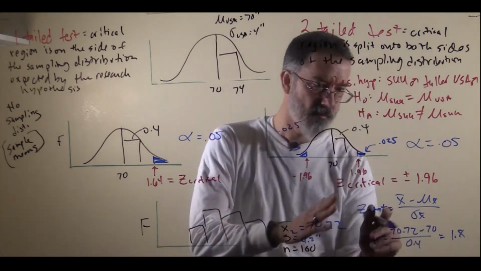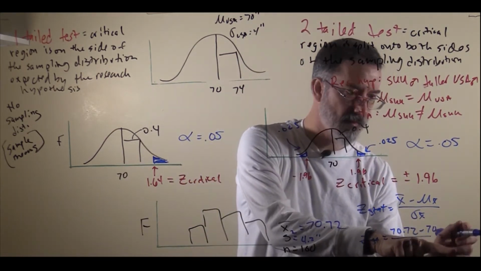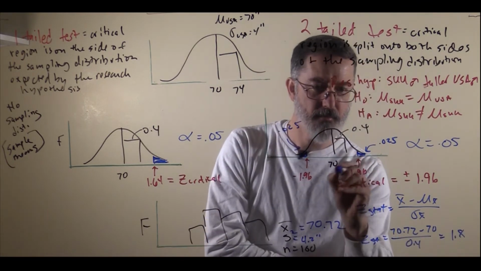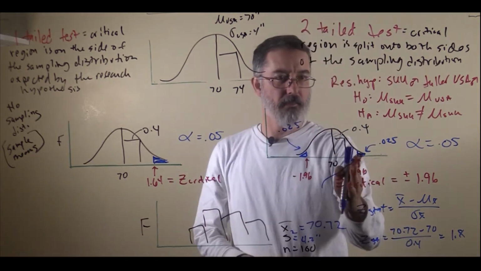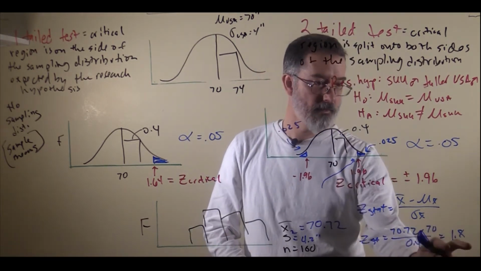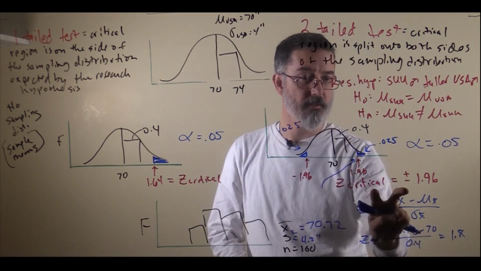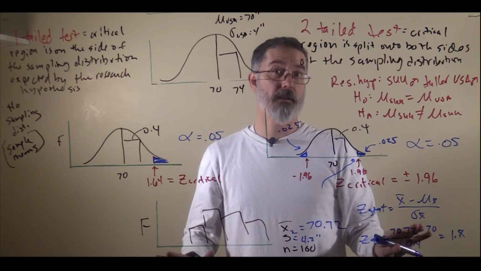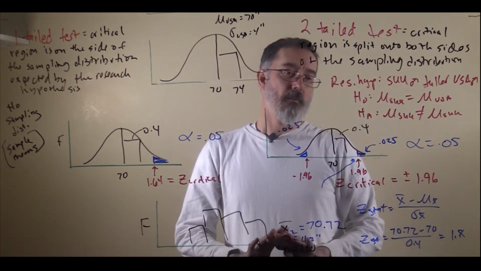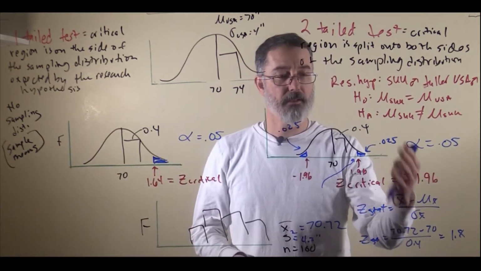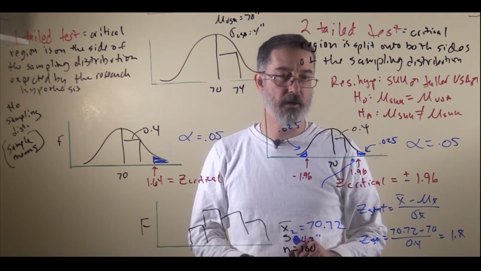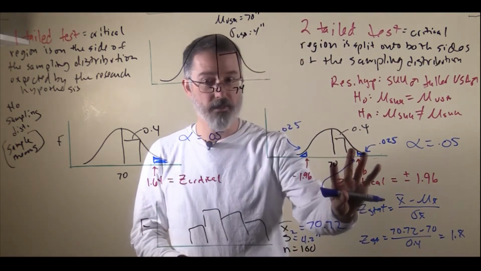Now if our sample mean has a z-statistic of 1.8 on this distribution, that would put us about right there, and that is not in the critical region. This z-statistic is not more extreme than our z-critical. We're going to fail to reject the null hypothesis. We're going to decide our results are inconclusive, and we're going to say, well, we don't know if SUU men are taller than American men. That's with the two-tailed test.